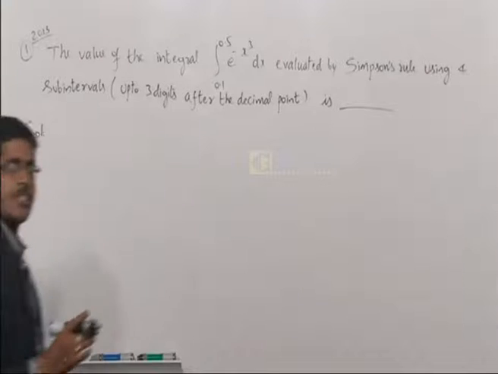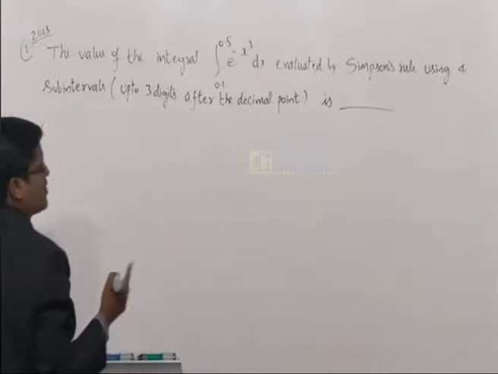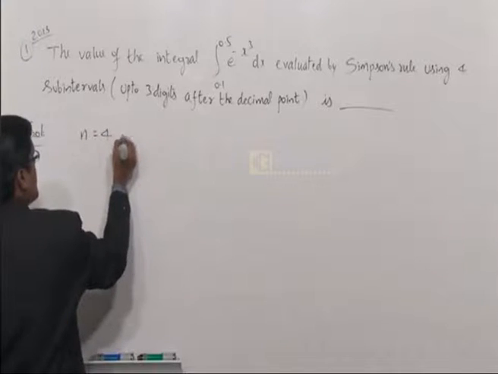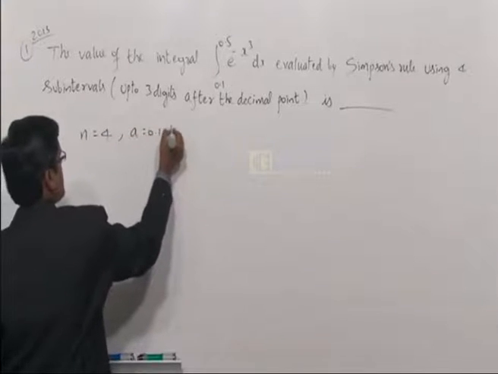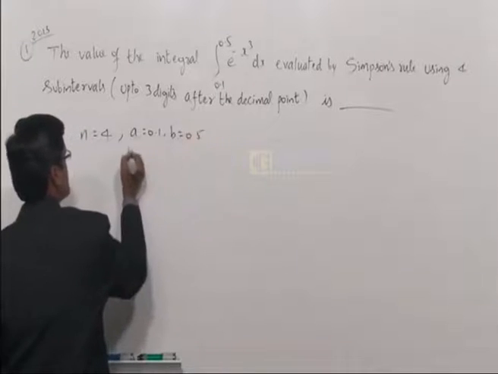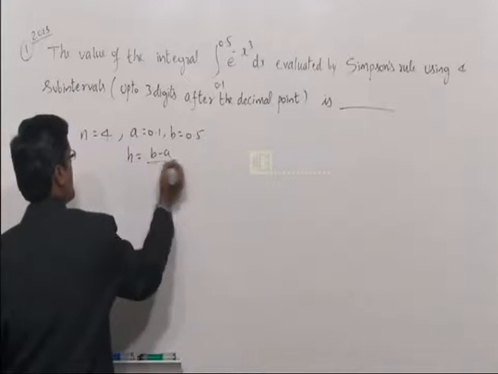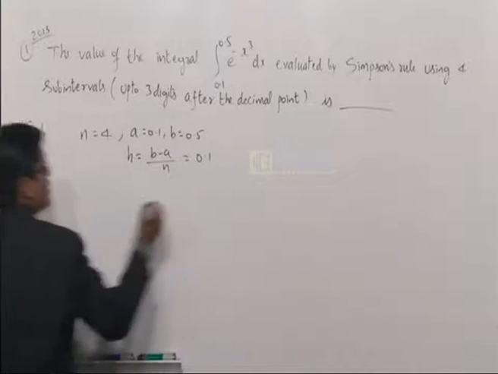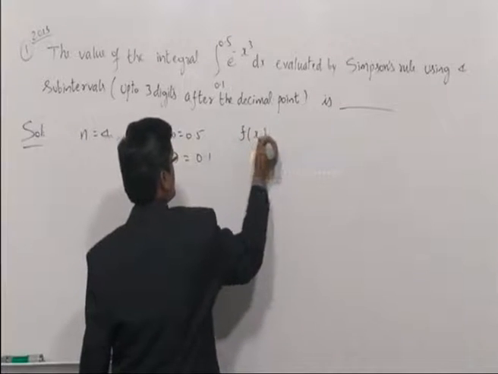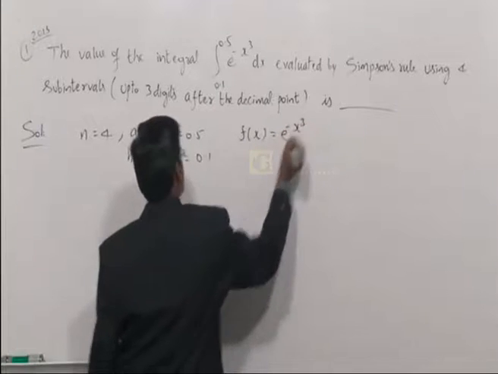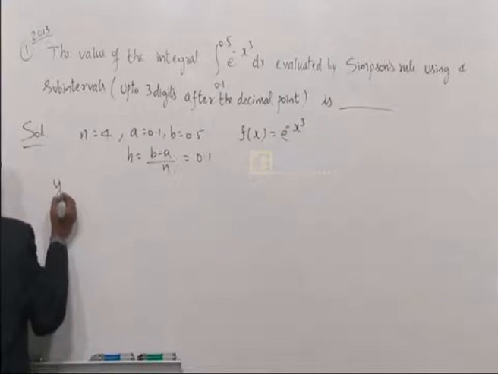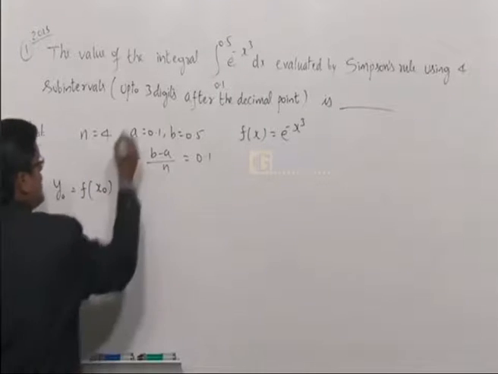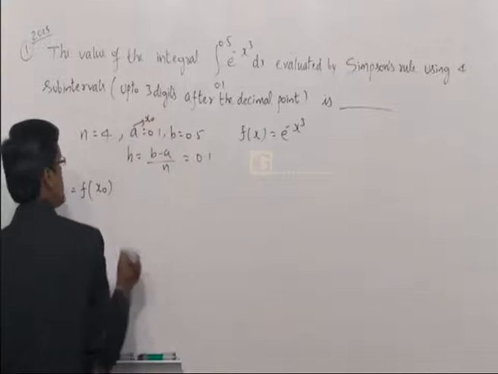Now this is Simpson's rule, meaning Simpson's one-third rule only. How many subintervals? That is 4. n is equal to 4, the number of subintervals. The lower limit is 0.1, not required here. The b value is 0.5. The h value is b minus a by n, which simplifies to 0.1. The f of x value, the term to be integrated, is exponential minus x cube. So y naught, what is the formula? f of x naught. What is x naught? a is nothing but x naught, the initial starting value.